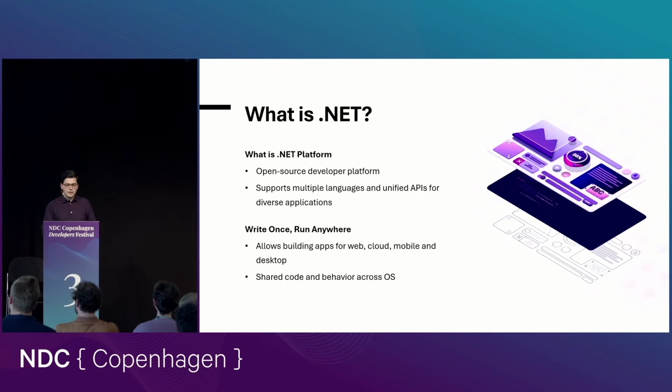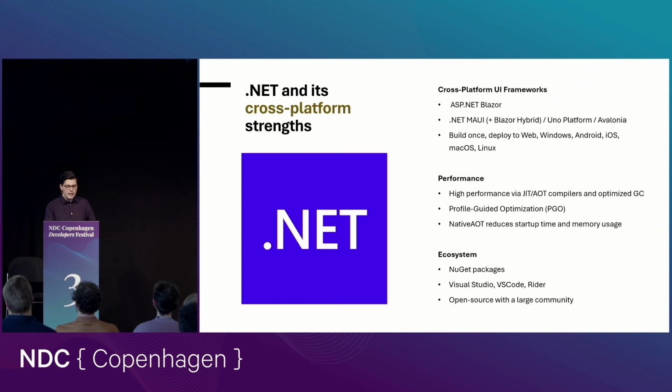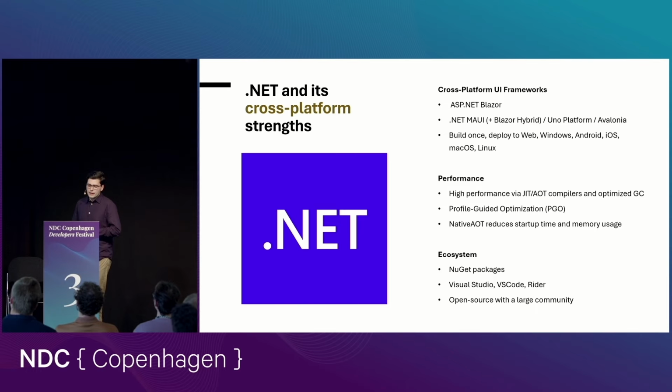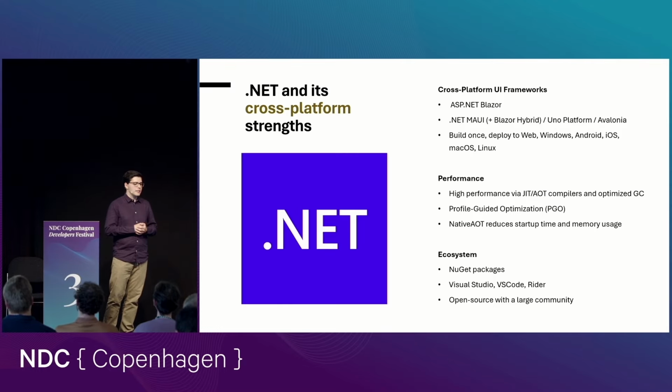So you can use shared code and behaviors across the operating systems, or actually even across the platforms. Its strengths are the cross-platform reach and the frameworks which are built on top of it. I can mention ASP.NET Blazor, which we'll take a look into very soon. There is also .NET MAUI with Blazor Hybrid. There is Uno Platform. There is Avalonia. And they all allow you to build your application once and then deploy it anywhere.